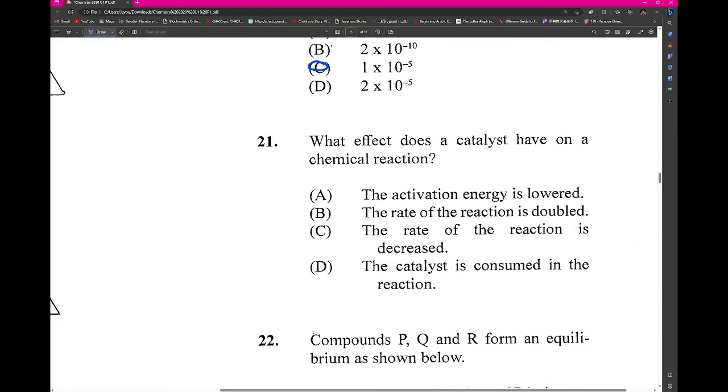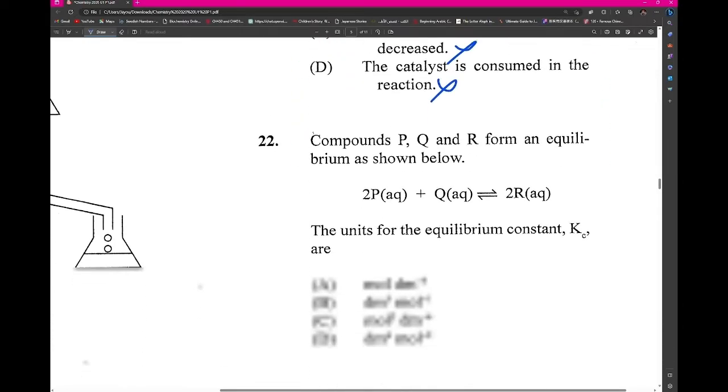21, what effect does a catalyst have on a chemical reaction, right? So the catalyst is consumed, no. The rate of reaction will be decreased, no. The rate of reaction will be doubled, not necessarily. And A, activation energy will be lowered.